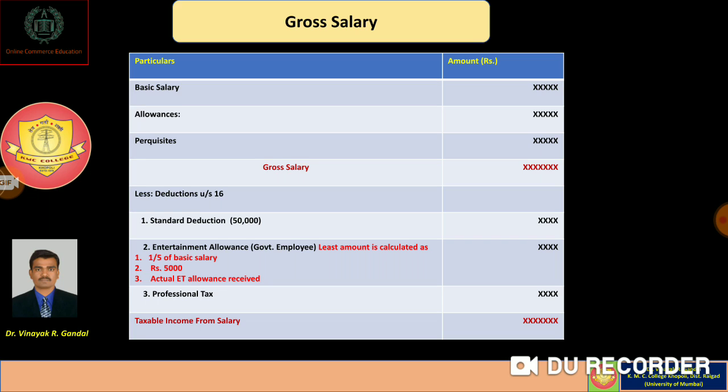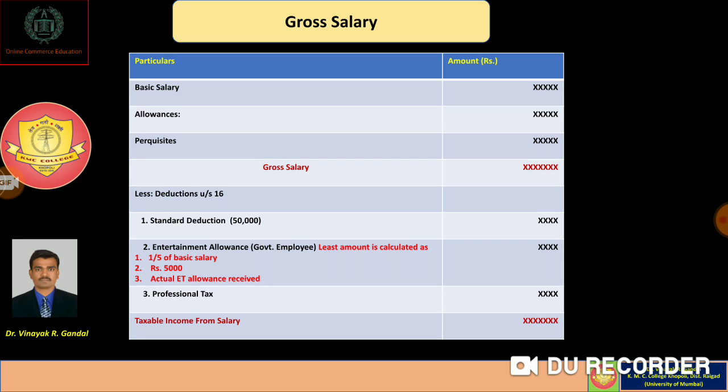The second deduction which an employee is allowed under section 16 is entertainment allowance. Remember, in the case of a government employee, whatever entertainment allowance he gets is fully exempted from tax. But in the case of a private employee, we have to consider one fifth of basic salary, rupees 5,000, and the actual entertainment allowance received. The least amount is to be deducted as a deduction under section 16 for entertainment allowance.